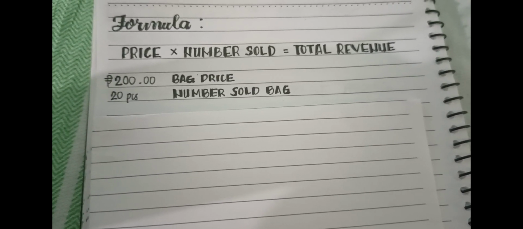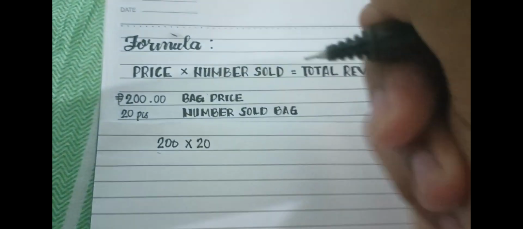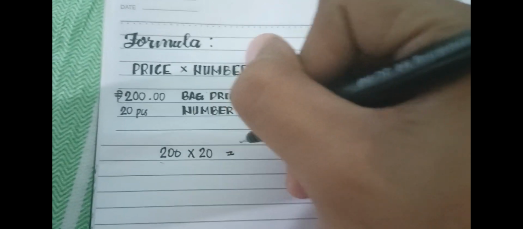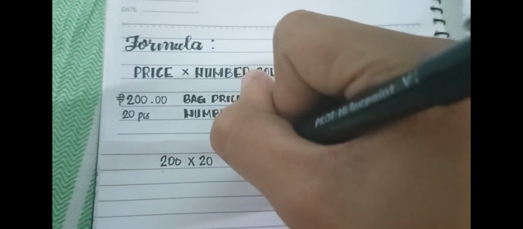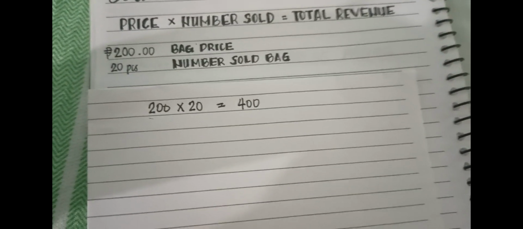The price is 200 times the number sold, 20. 200 times 20 is equal to 4,000. So it means the total revenue is 4,000.